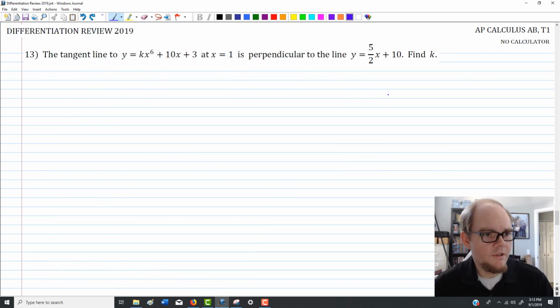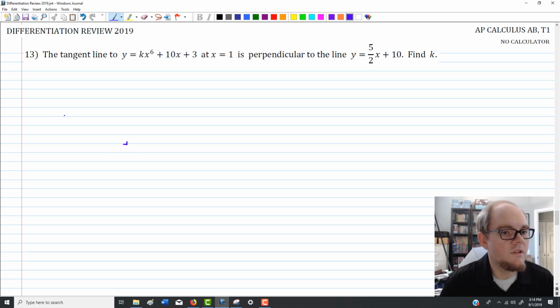From there, this brings us to question number 13. Question 13 tells us that there's a tangent line to some 6th power function, k x to the 6th plus 10x plus 3, presumably for some real value k. I should probably say that in the question, my bad. And it says that the tangent line to that graph at x equals 1 is perpendicular to the line 5/2 x plus 10. Then it wants us to find the value of k.